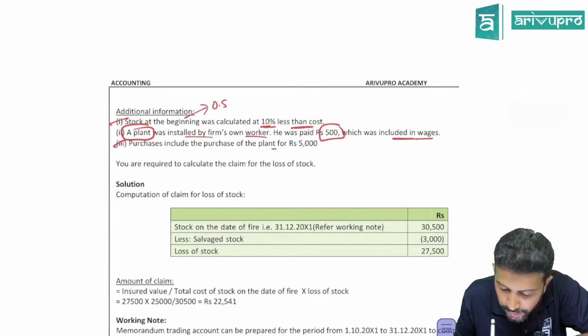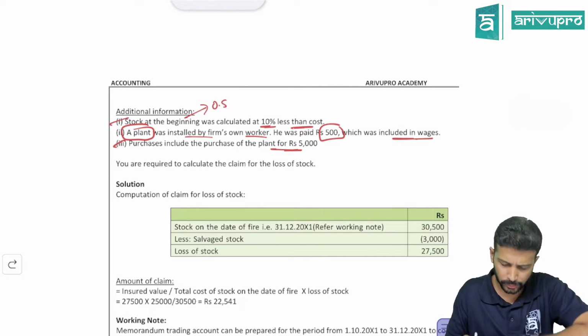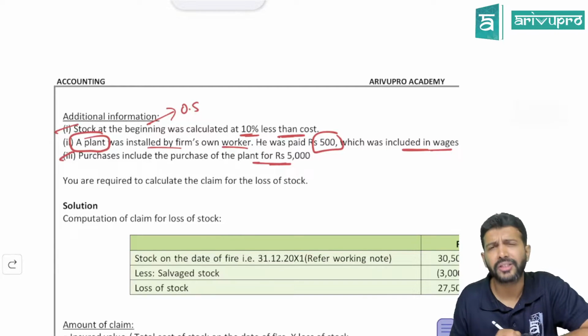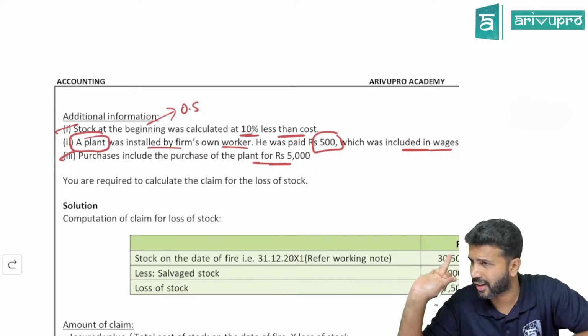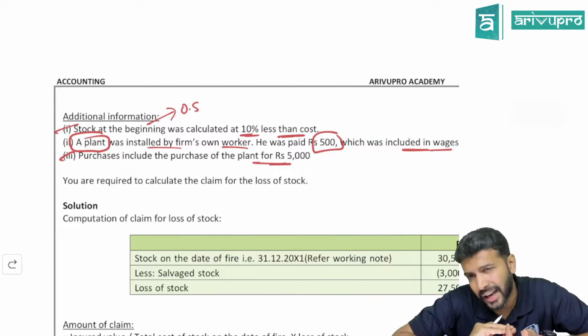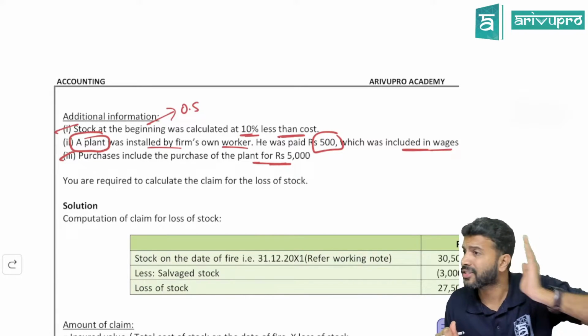Purchase includes purchase of plant for 5,000. Change the accountant, I tell you. Purchase includes purchase of plant. Sir, purchase means what? Purchase means goods. The thing that you buy and sell, the material which you buy and sell, we refer to as goods.